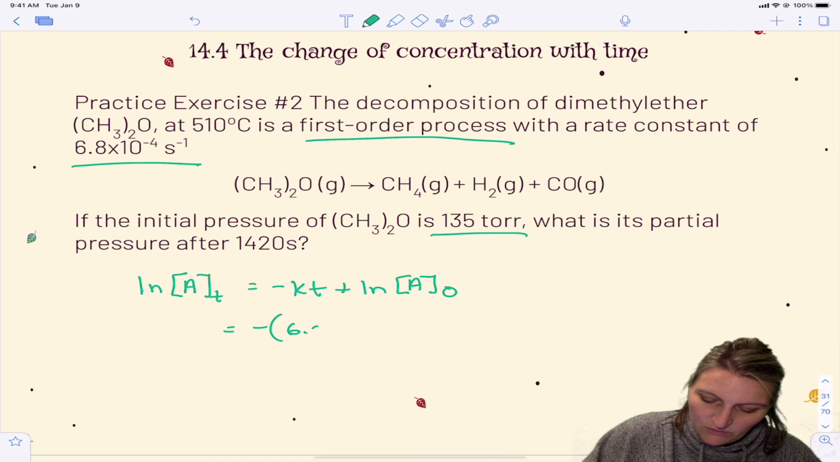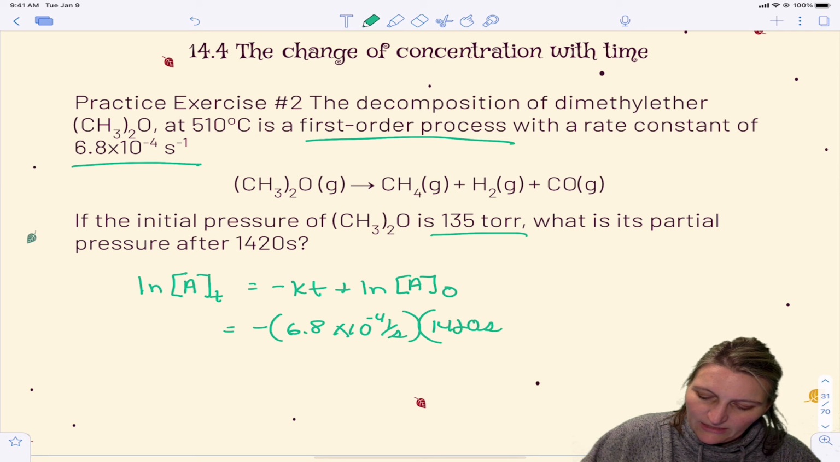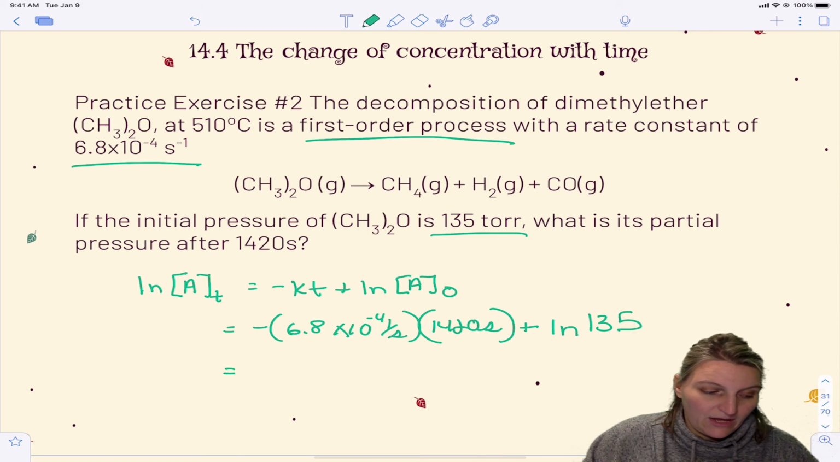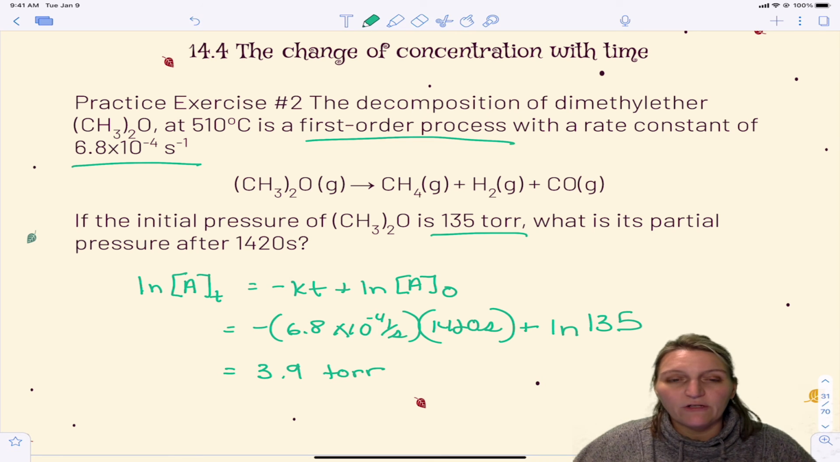Negative 6.8 times 10 to the negative 4 inverse seconds times the time, which is 1420 seconds, plus ln, we'll just use 135. When I find that, I get 3.9 torr. Right, torr, I should have mentioned this in the previous one, is another unit of pressure. Torr is equal to a millimeter of mercury.